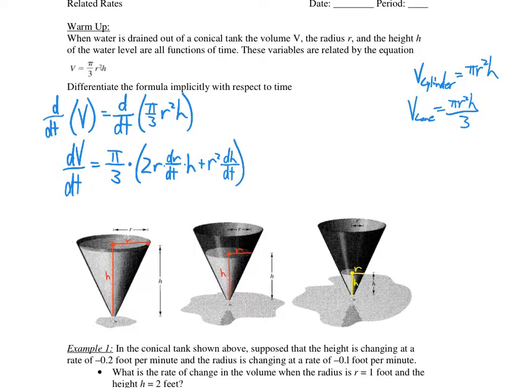Okay, so remember here with our product rule. There's the f, there's the g, if you will. Okay, so the derivative of r squared is going to be 2r dr dt. Implicitly, right? Okay, the derivative with respect to t of the h is just going to be dh dt.